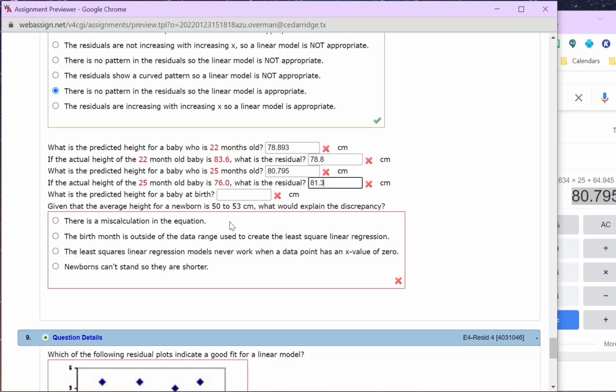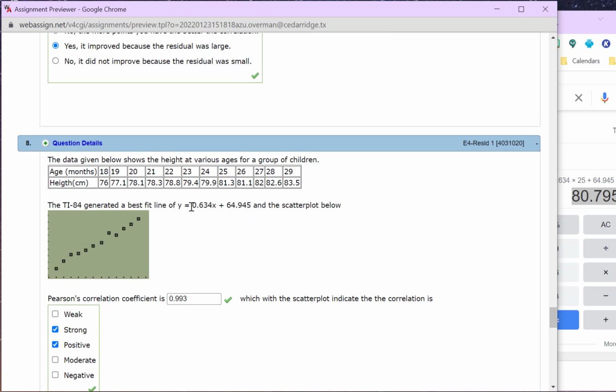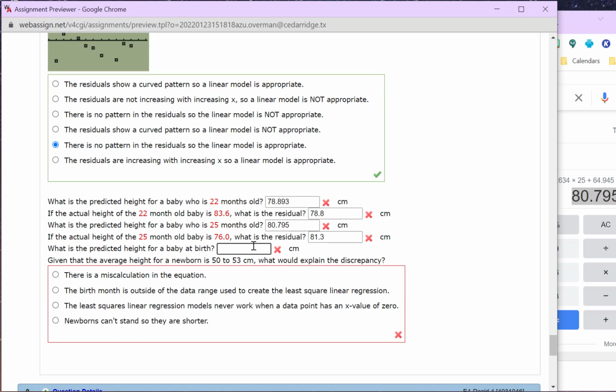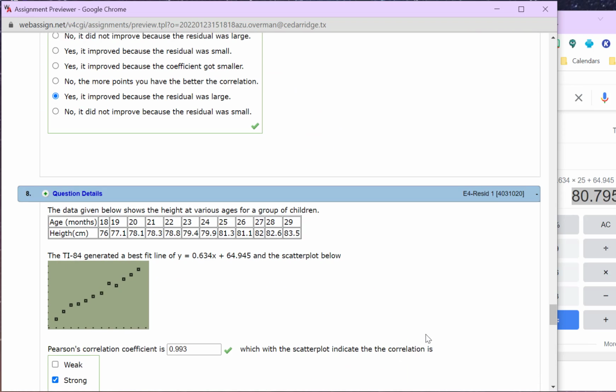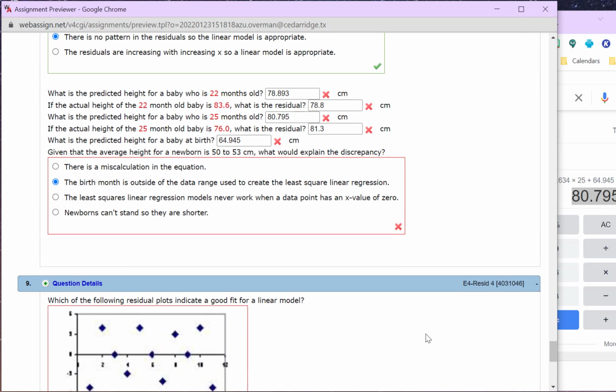What is the predicted height for a baby at birth? That would be your y-intercept, which would be this number right here. Given that the average height for a newborn is 50 to 53 centimeters, what would explain the discrepancy? According to this linear model, our babies should be bigger. Probably the birth month is outside of the data range used to create the least squares regression. See, we didn't start till 18 months. So that's called extrapolating. Extrapolating bad.